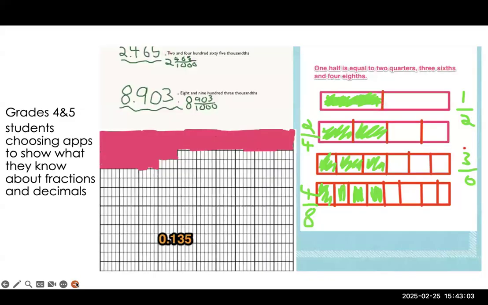Another example from grade 4 or 5, we gave them a choice as to what apps they might want to use to show what they know about fractions and decimals. So this was partway through the unit of study, and it was just sort of a check-in, show us what you know, show us what you understand using pictures, numbers, and words. And this is what students submitted, and it gave us a sense of where students were in their understanding.